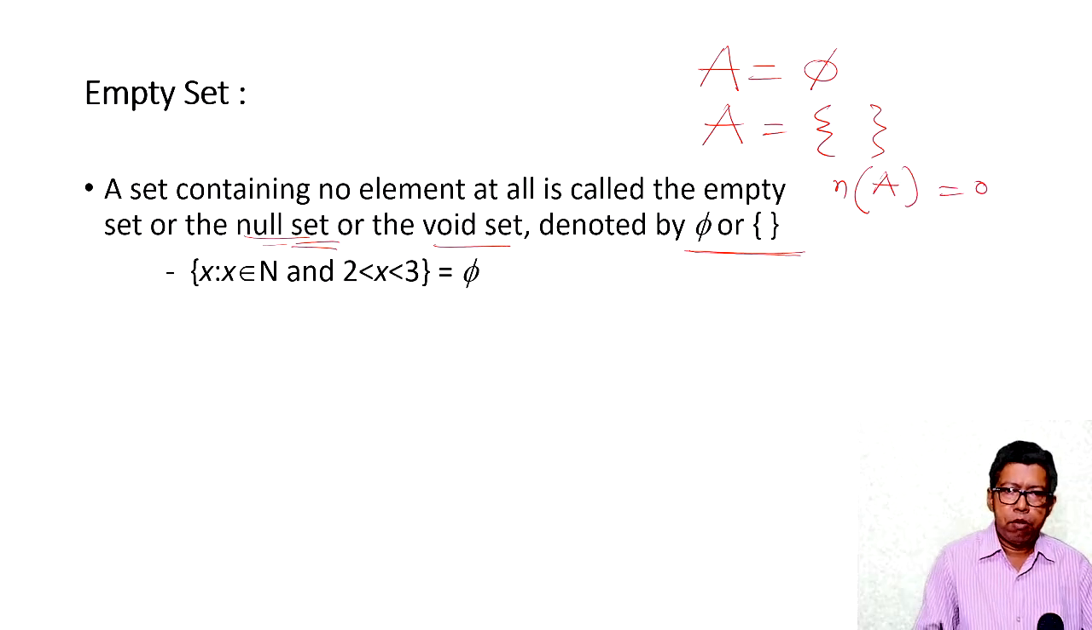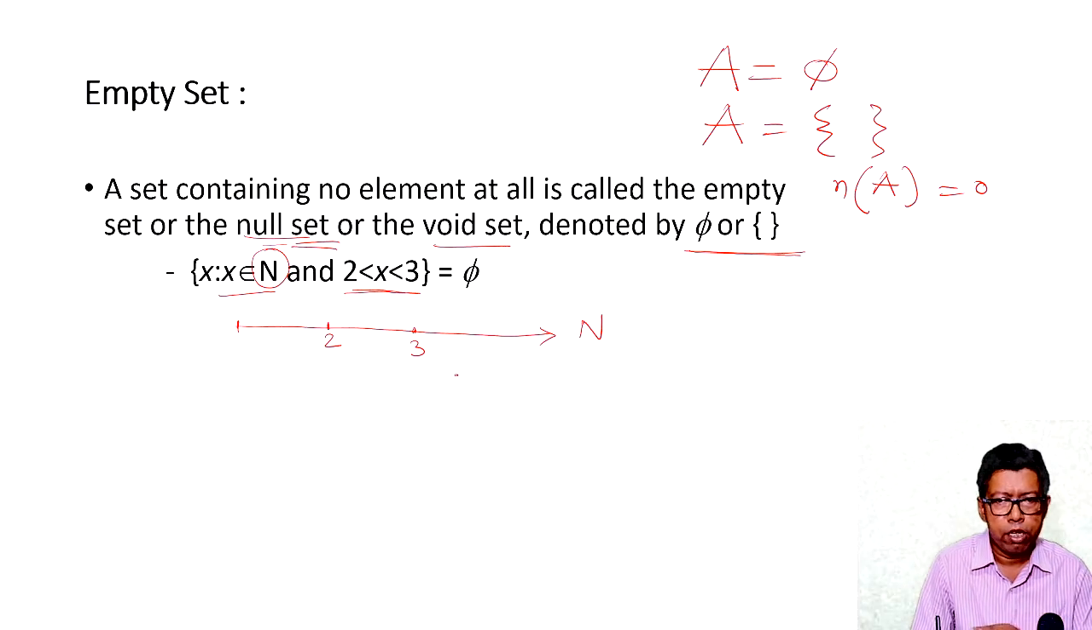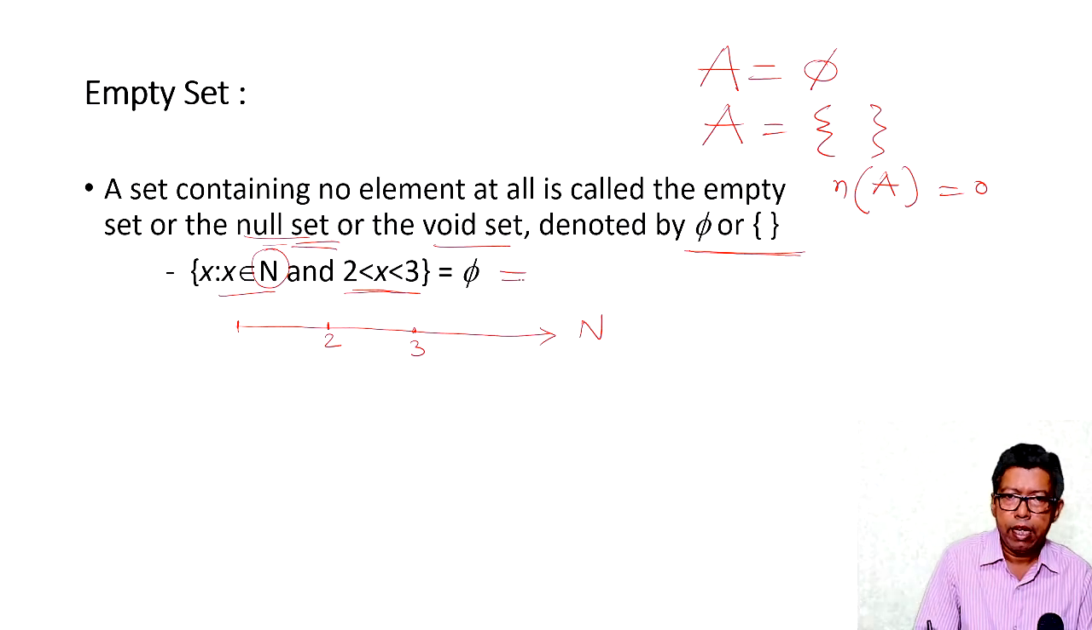Next is one example. A is the set of x such that x belongs to N, that is the set of natural numbers, and 2 less than x less than 3. Now if you draw the real line, suppose 2 elements are taken, 2 and 3, and actually this is the line for natural numbers, because x belongs to N, isn't it? So two numbers 2 and 3 are taken on this line of natural numbers. So in between 2 and 3 you will not get any number, because 2 and 3 are consecutive natural numbers. So in this case you are getting nothing in the set.